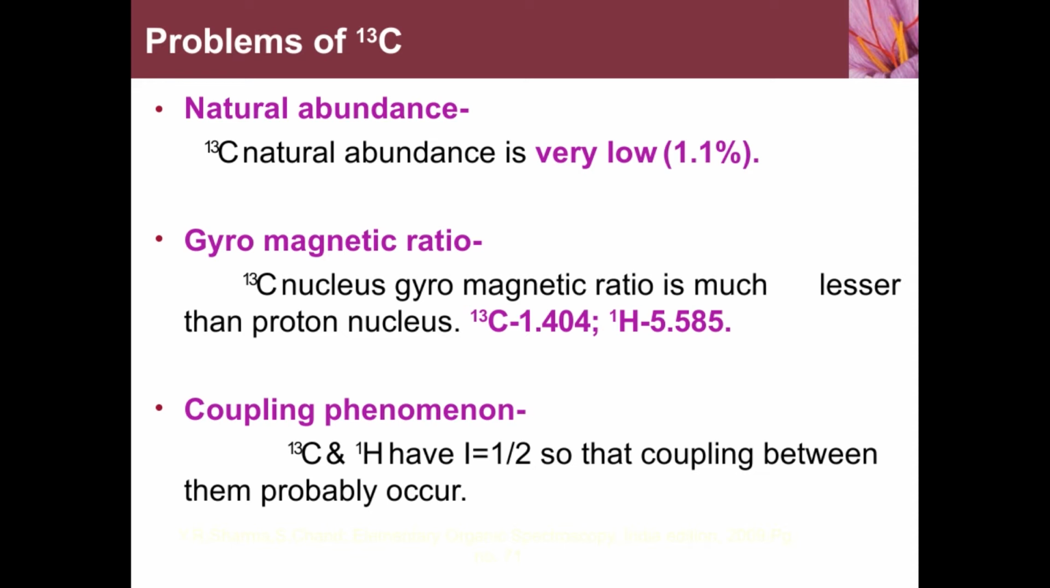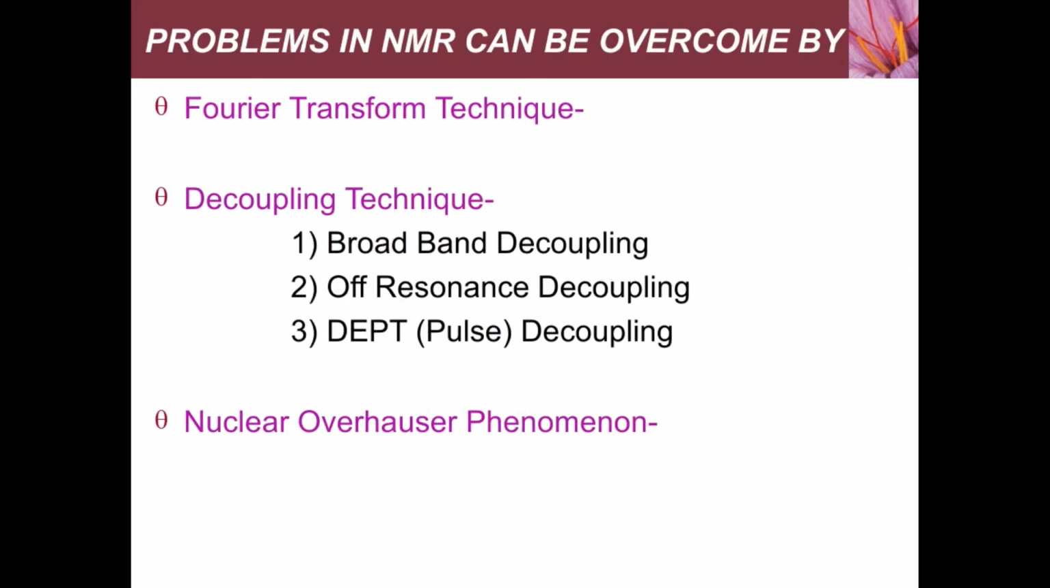The coupling phenomenon for C13 and H1 NMR has a spin value equal to 1/2, so coupling between these two probably occurs, but C13 coupling is found to be weak. The problem can be overcome for NMR, particularly structure determinations, by developing an advanced technique called 2D NMR.